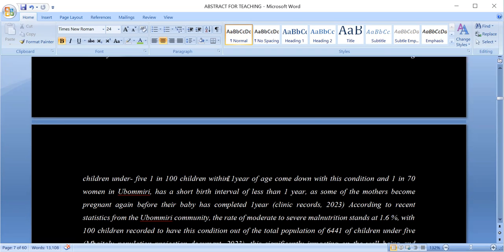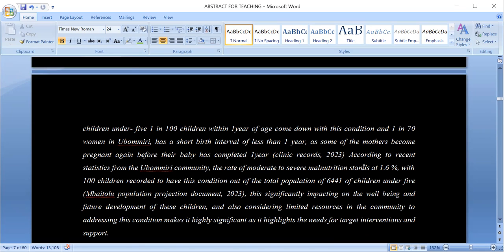1 in 100 children within 1 year of age come down with this condition, and 1 in 70 women in Ubomiri has a short birth interval of less than 1 year, as some of the mothers become pregnant again before their baby has completed 1 year. According to recent statistics from the Ubomiri community, the rate of moderate to severe malnutrition stands at 1.6%, with 100 children recorded to have this condition out of the total population of 6,441 children under 5. This was gotten from the population projection document.